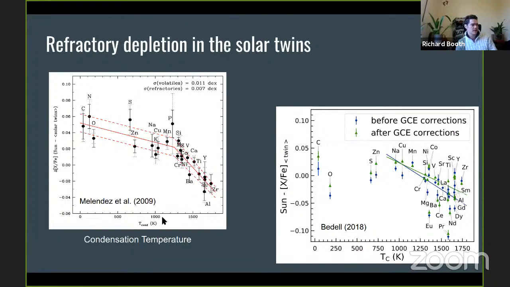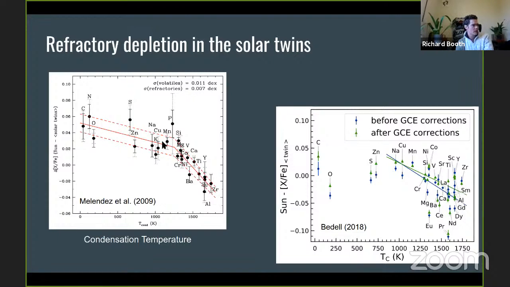So condensation temperature here is the temperature at which those elements tend to freeze out, so they go from being in the gas phase to being in a solid locked up into dust grains. And essentially you notice that the sun, compared to the solar twins, has a depletion of refractory elements, okay? His definition of a solar twin here is a star with a very similar mass, temperature, and metallicity to the sun. So these stars all have more or less the same metallicity, and these abundances are normalized to iron anyway, so that should be removed.